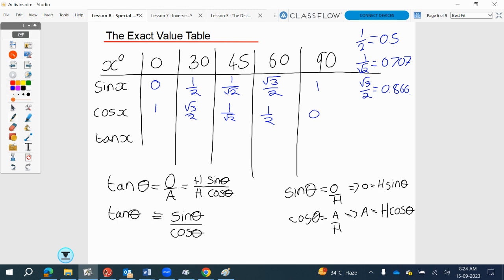So on the exact value table, 0 divided by 1, still 0. When we divide this by this, notice the denominators are the same, so they don't matter. So this is 1 over root 3. If we divide these, the denominators don't matter. This is 1. If we divide these, it's just the numerators: root 3 divided by 1. If we do this one, 1 divided by 0, not defined. There's no tan value.